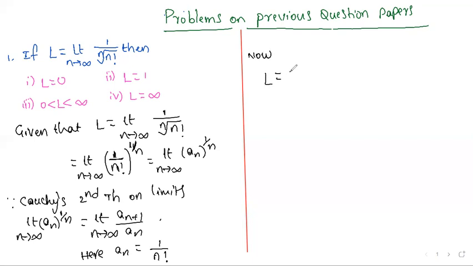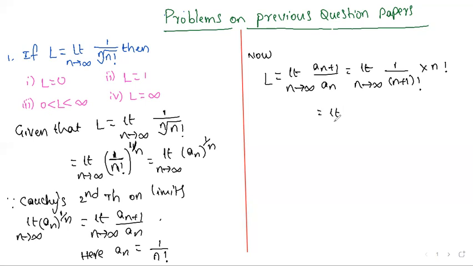Now the given statement, L is equal to limit n tends to infinity an plus 1 by an, is equal to limit n tends to infinity. What is an plus 1? An is equal to 1 by n factorial. So an plus 1 is 1 by (n plus 1) factorial, divided by an, which is 1 by n factorial. Division of two fractions is not possible, so we convert into multiplication. Now this can be written with n factorial.